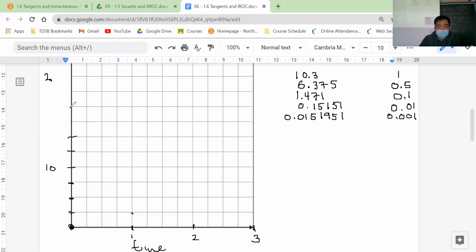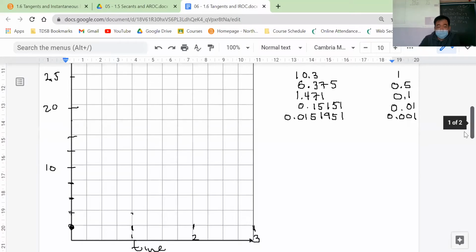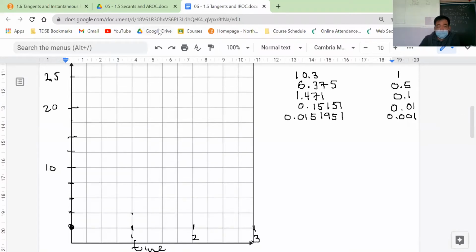10, 20, and then 1, 2, 3, 4, 30. That would be 25, and up there would be, yeah. It's really hard to do this on the computer. I'm finding it challenging. So that would be 30. Okay.